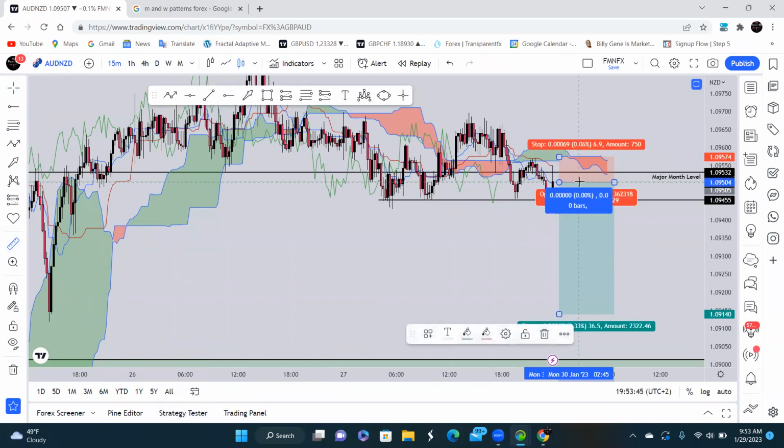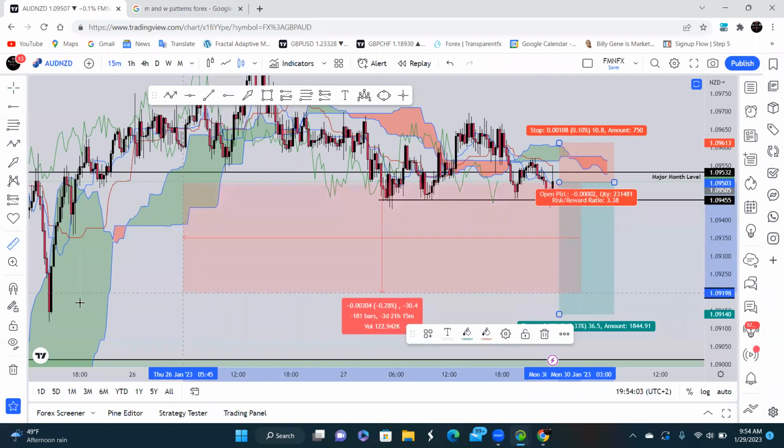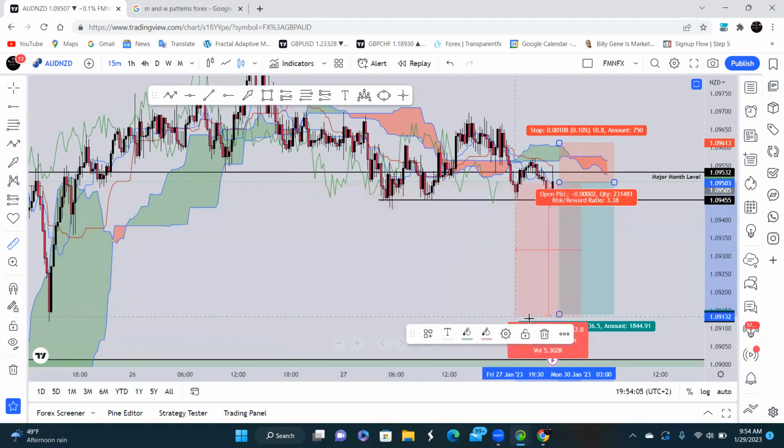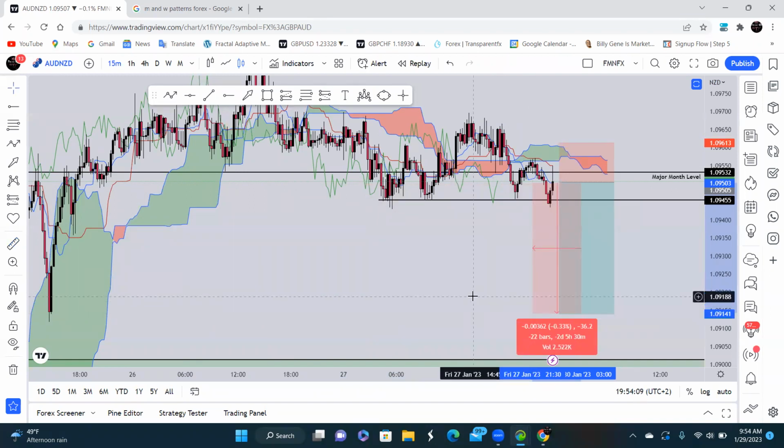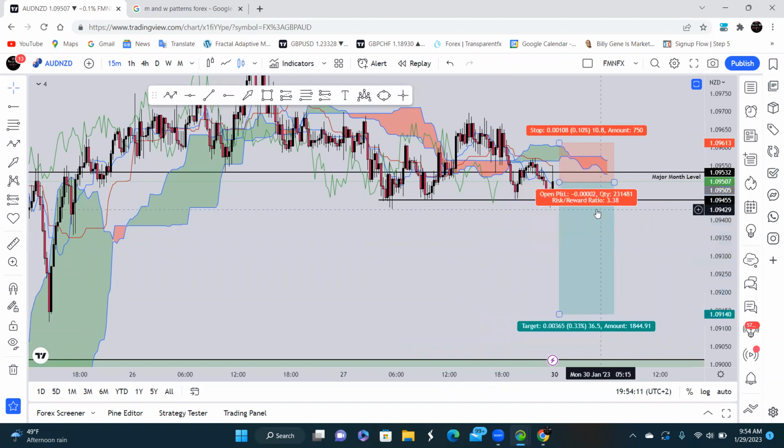Okay, risk about 15 pips. Shoot, make it about 10 pips, above the cloud. You're risking about 10 pips. And your potential target are these lows right here, to make about 36. That's a good trade. It's awesome.